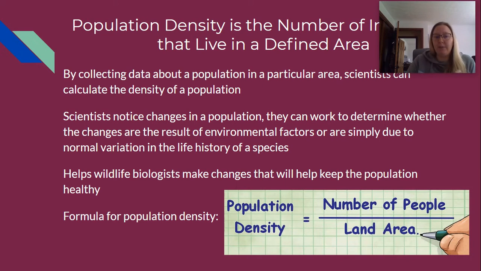So population density is the number of individuals that live in a defined area. By collecting data about the populations of a particular area, scientists are able to calculate the density of that population. Scientists notice changes in population and they can work to determine whether the changes are the result of environmental factors or simply due to the normal variation of life of a species. This helps wildlife biologists make changes that will help keep the population healthy and happy and growing over time. There is a formula for population density. It's the number of people divided by the land area gives you that density number.